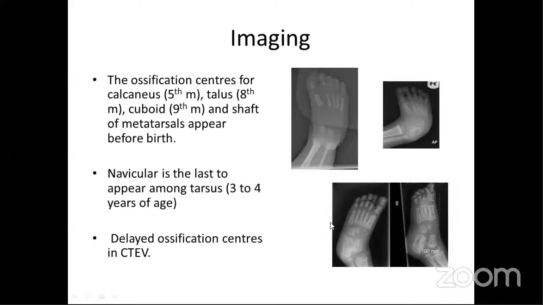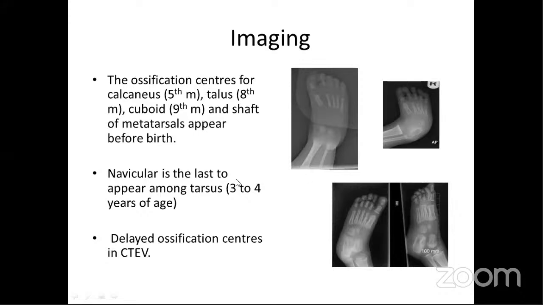Now, before we see the X-rays, we must know the ossification centers. The ossification centers for the calcaneus, the talus, the cuboid, and the metatarsal shafts generally appear before birth. You can see in this X-ray, this is lateral, this is the ossification center for calcaneus, this is medial, ossification center for talus. Cuboid has still not appeared because generally the ossification center appearance in a club foot deformity is delayed. Over here, the cuboid has also appeared.